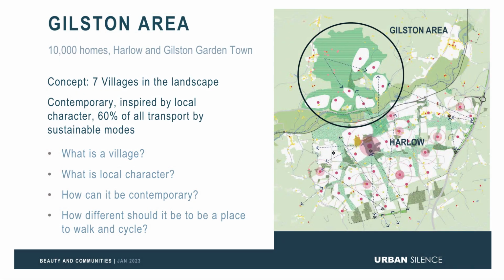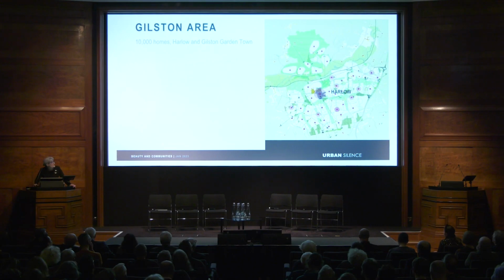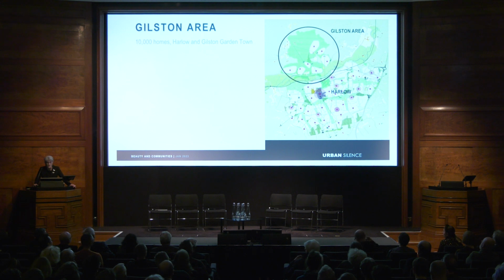Now coming to the Gilston area, that's the project that won 3 awards in 2021. It is a community-led neighborhood plan for 10,000 homes. So for new development, the focus of the neighborhood plan is the new 10,000 homes, part of the Harlow and Gilston Garden Town. So this is Harlow, as you can see there on the map. And here at the top in the circle is the Gilston area.